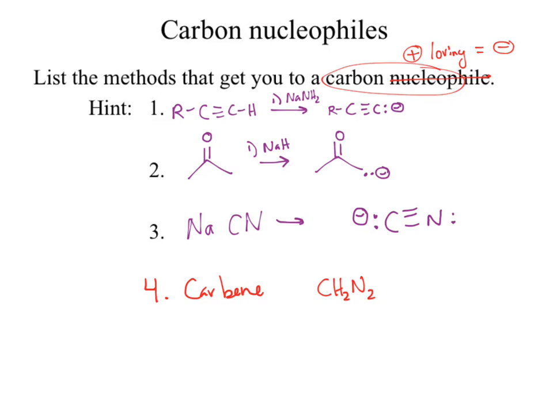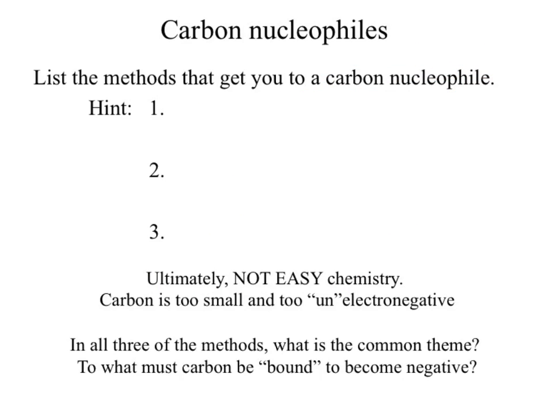So this is kind of interesting. We've talked about oxygen nucleophiles, nitrogen nucleophiles, even halogens. Why do we not talk about carbon nucleophiles very frequently? They are very, very hard to make. So hard to make that whenever we actually make them, they typically pick up somebody's name. So, not easy chemistry because our carbon is very small and unelectronegative.